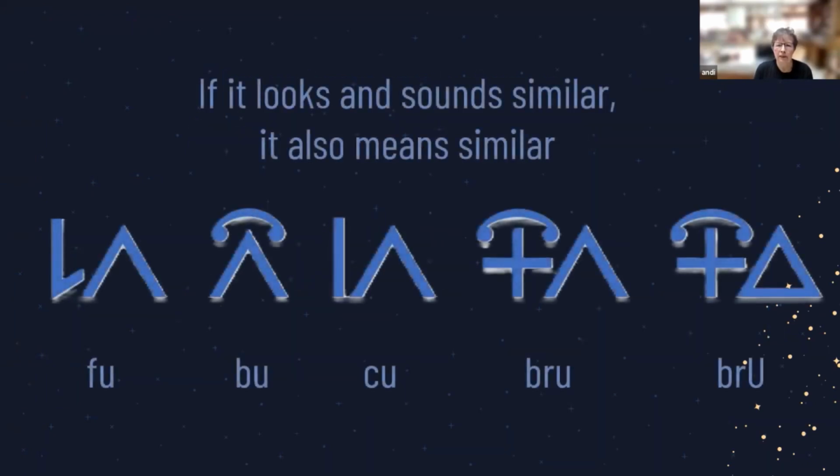So if it looks and sounds similar, it also means similar. There's some relationship in meaning. And here are a few more symbols. This symbol here means this. It's an arrow, a shortened arrow pointing down. So this, and this is human. The two legs are the two arms of a human. And it also happens to be the symbol in Chinese for human.